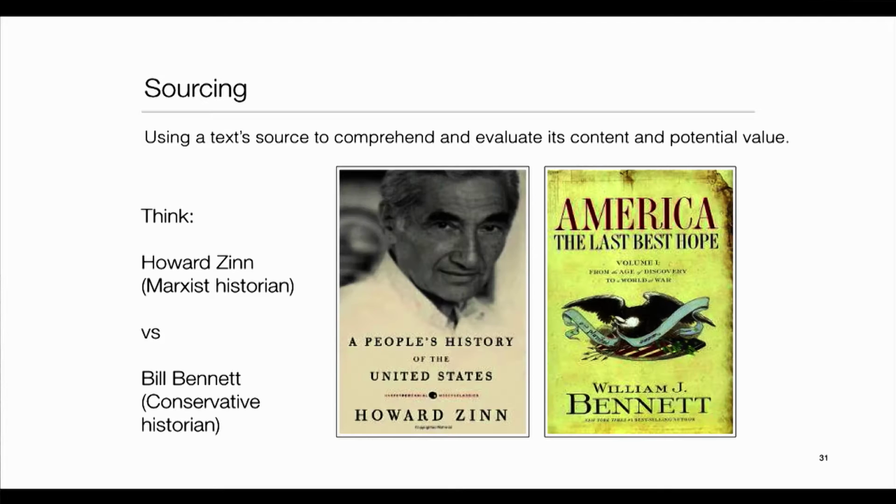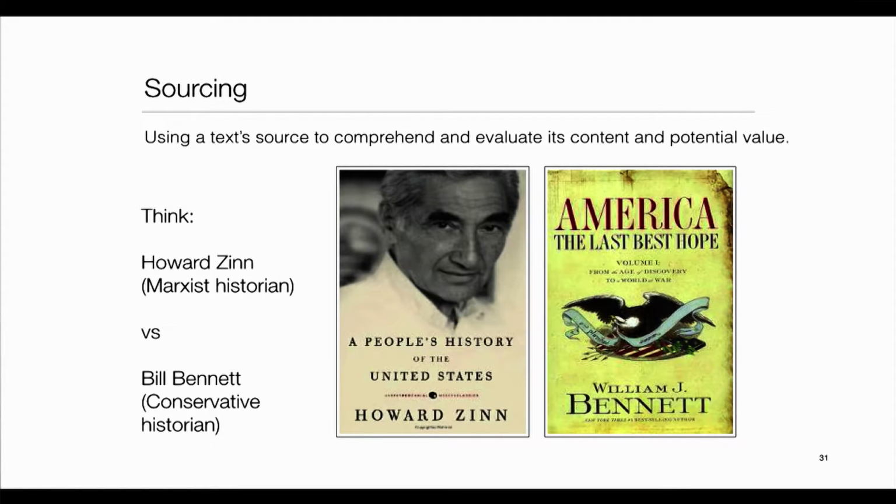So as we think about sourcing, I'll just use two extreme examples here. Think Howard Zinn, right? People's History of the United States, a Marxist historian, versus Bill Bennett. Most people recognize who Howard Zinn is. He passed away just a few years ago, actually. And then Bill Bennett, who's still alive, he was the Secretary of Education under Ronald Reagan, and he was a history professor. What's really interesting is that Zinn and Bennett were both professors at the same time at Boston University.